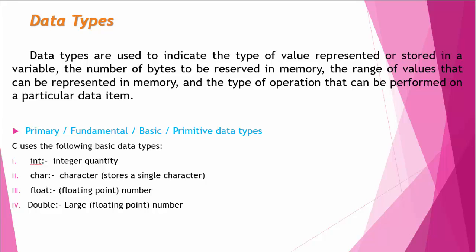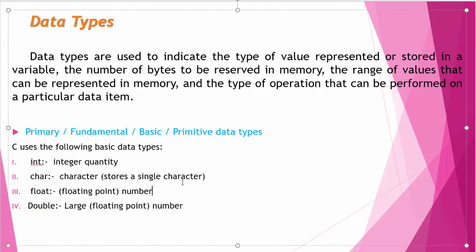Character stores a single character, like A, B, C, something like that. Floating point numbers. Here, floating point numbers are also numeric types, but they are called floating. There must be a point, a dot, between them. Double means these are the large floating point numbers. Suppose float has a limit of 8 digits, but double will have a limit of 15 digits. That is the little bit of difference between them.